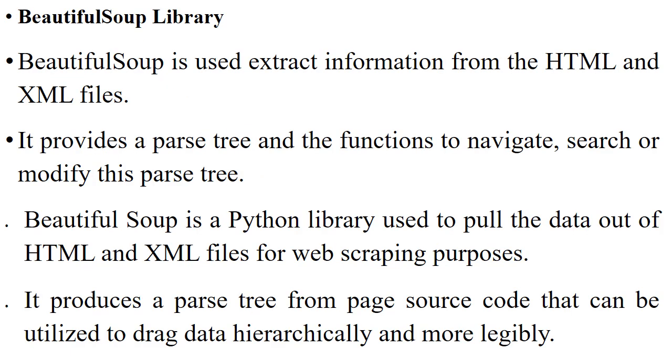Beautiful Soup is a library for extracting information from HTML and XML files. Actually, it generates the parse tree. By navigating that parse tree, we can extract whatever information we want. If you want, we can modify the parse tree also. This library is for pulling data from HTML and XML files for web scraping purposes. With requests, we are getting the content, whereas Beautiful Soup scrapes the data from the HTML and XML files. It is a parse tree from the page source code that can be utilized to navigate hierarchically and more legibly.